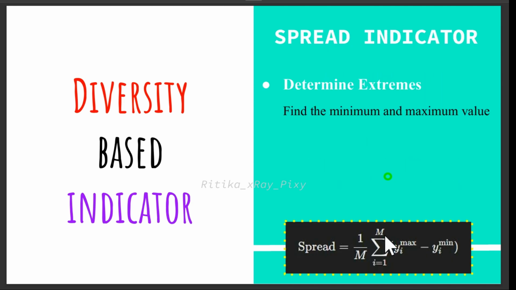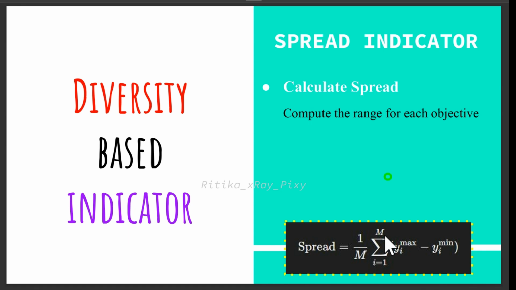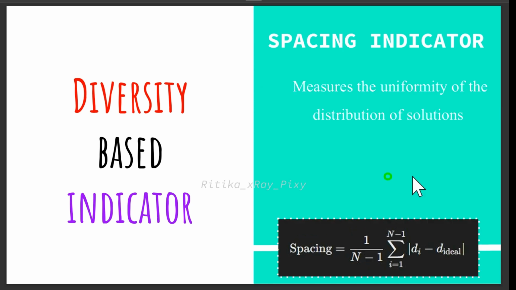So we find the maximum and the minimum values of each objective in the solution set. Then we compute the range of each objective and then find the total spread as the sum or average of these ranges. Next diversity based indicator we have is spacing, which measures the uniformity of distribution of solutions. It evaluates how evenly the solutions are spaced along the Pareto front or in the objective space.